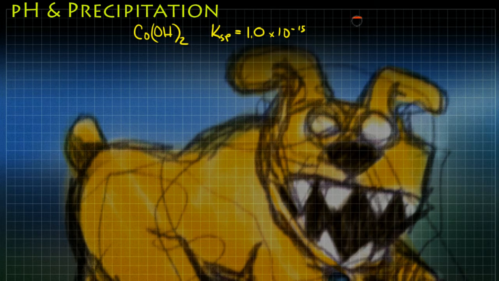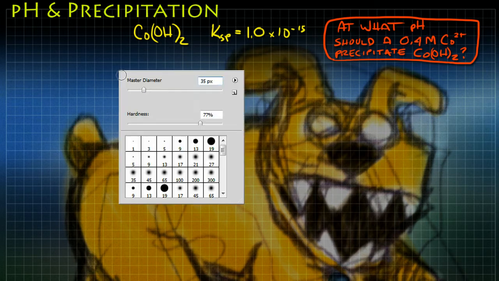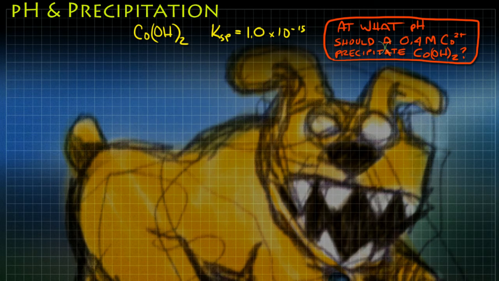The question I want to ask is, at what pH could I take a 0.4 molar cobalt 2 plus ion and get a precipitate? So what pH should I see this cobalt hydroxide start to settle out of a solution given this molarity? This isn't too hard. If you haven't done it before, I'll just walk you through it real quickly.